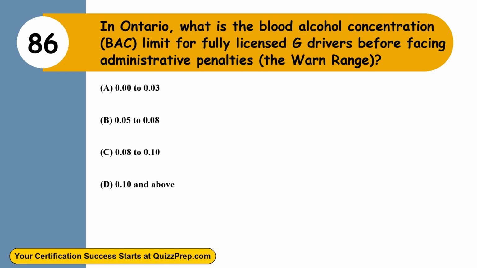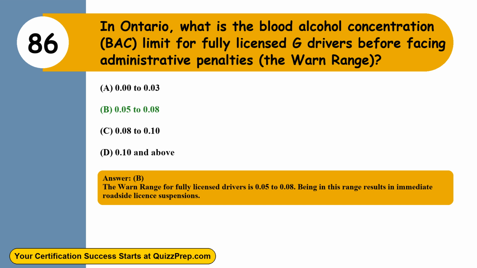Question 86. In Ontario, what is the blood alcohol concentration, BAC, limit for fully licensed G drivers before facing administrative penalties, the Warn range? Option A, 0.00 to 0.03. Option B, 0.05 to 0.08. Option C, 0.08 to 0.10. Option D, 0.10 and above. The correct answer is option B, 0.05 to 0.08. The Warn range for fully licensed drivers is 0.05 to 0.08. Being in this range results in immediate roadside license suspensions.